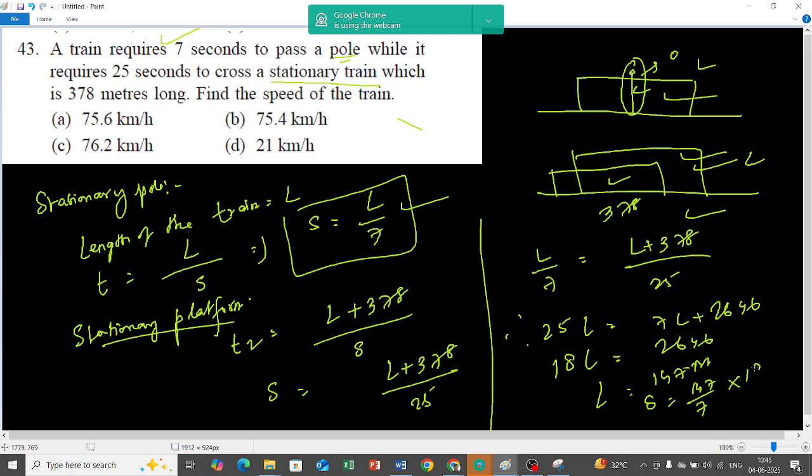Meters per second into 18 by 5. 7 2s are 14, 7 1s are... and that is 75.6. You understand, Orijit?